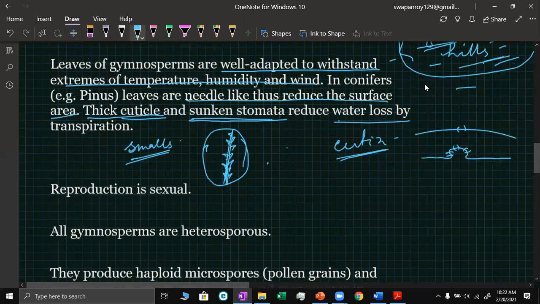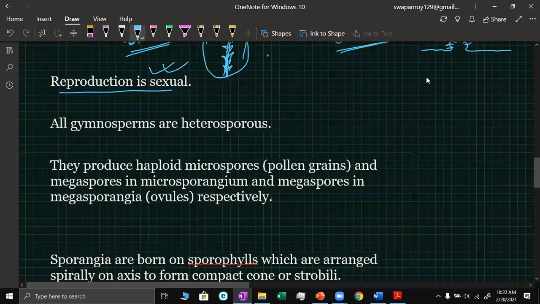Asexual reproduction is not there, meaning vegetative reproduction is very few. Some of the trees produce buds, like the cycas. They produce bulbils or adventitious buds which can grow into a new cycas plant. So reproduction is mainly sexual.